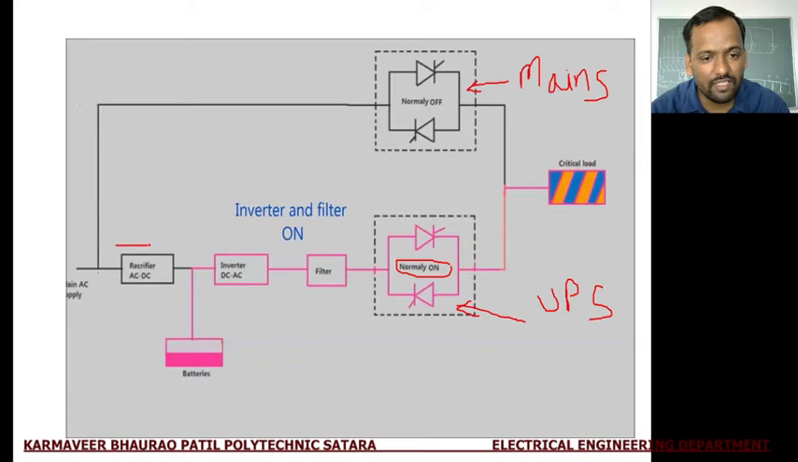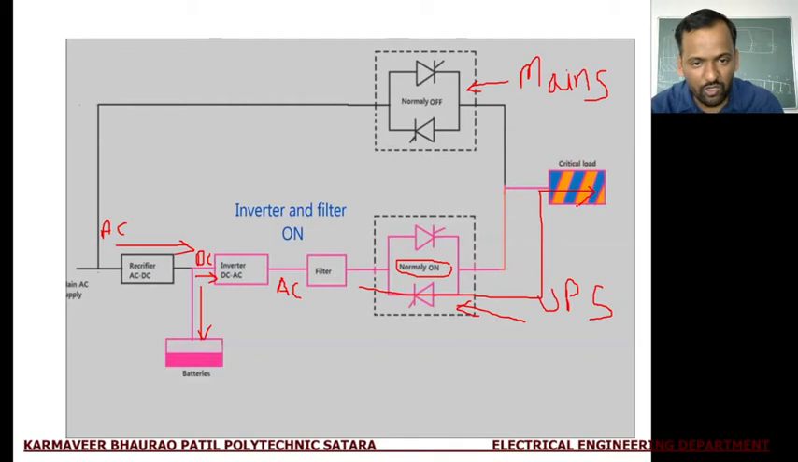This is the rectifier circuit, where the input of the rectifier is AC and the output of the rectifier is DC. This DC is provided to the battery to charge it as well as to the inverter. This inverter converts the input DC voltage into AC voltage. The filter is used to remove unwanted components. Now, in case of online UPS, this switch is normally on and supply is directly given to the critical load.